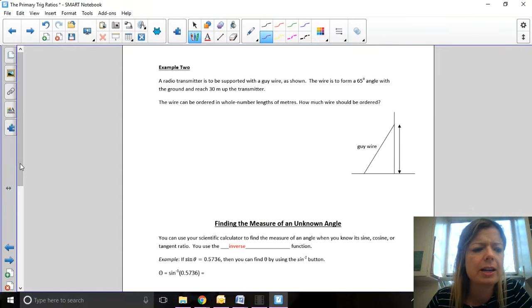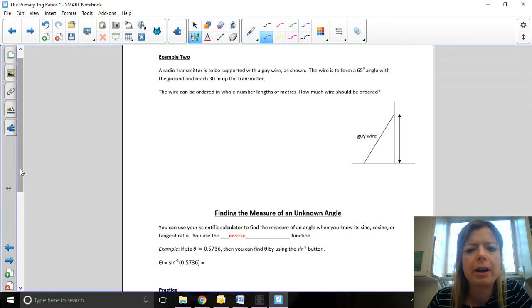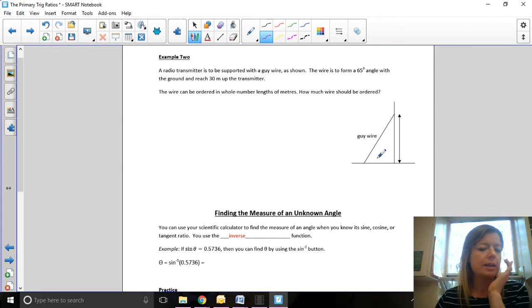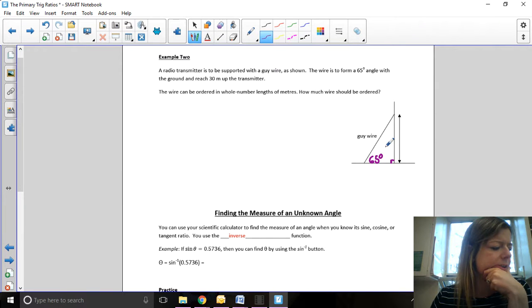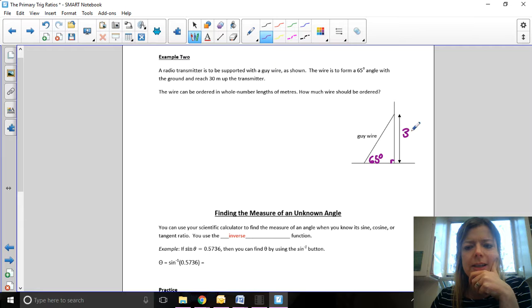Okay, here is another example, but it's just within a context. So this is a radio transmitter. It's supported by this guy wire. The wire is to form a 65-degree angle with the ground. So this is 65 degrees here. This has to be 90. And it needs to reach 30 meters up the transmitter. So this needs to be 30 meters high.